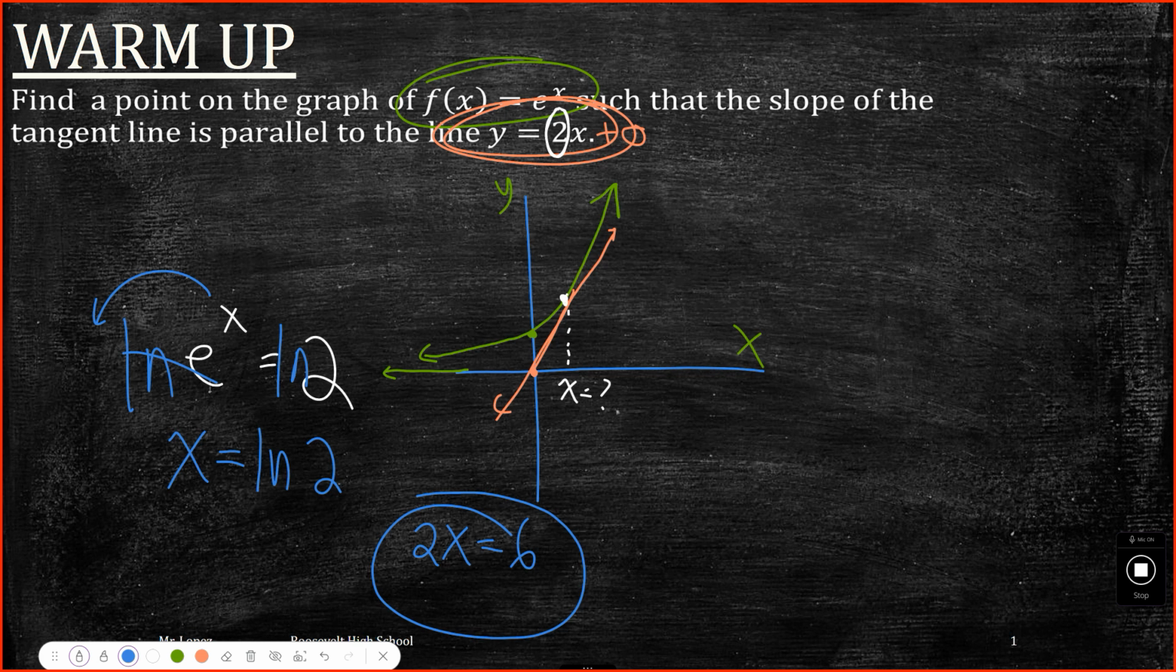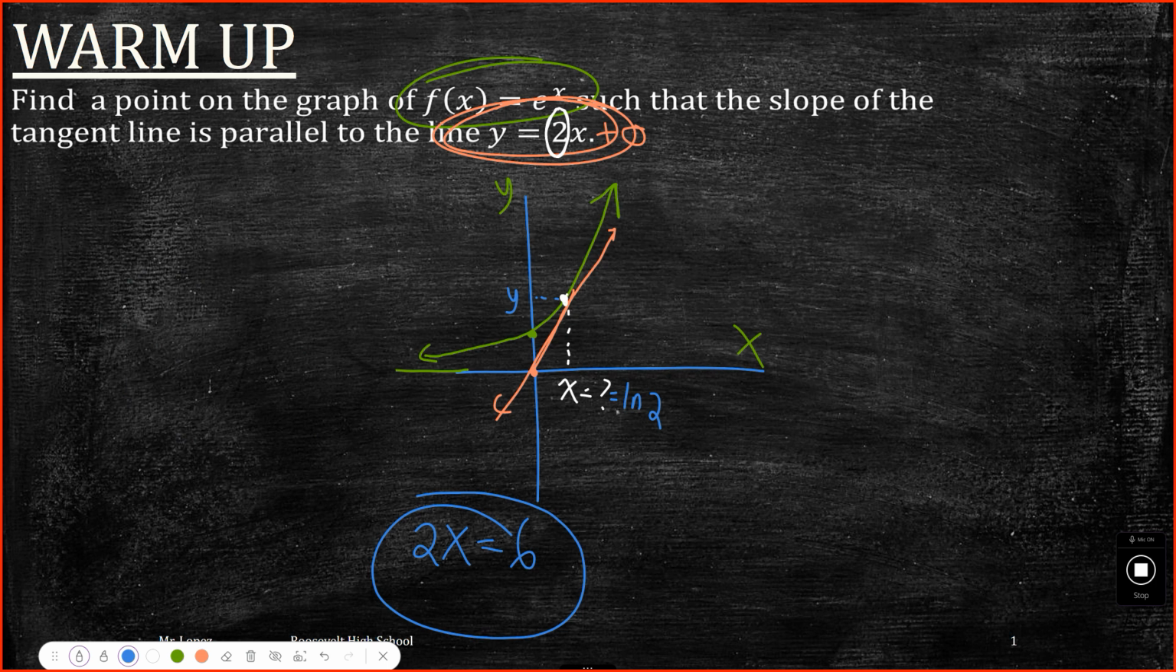So at x equals natural log of 2. That's the question mark. It says to find the point. So we have the x value of it. We need to find what the y value is. To find the y value, just plug it into the function here.